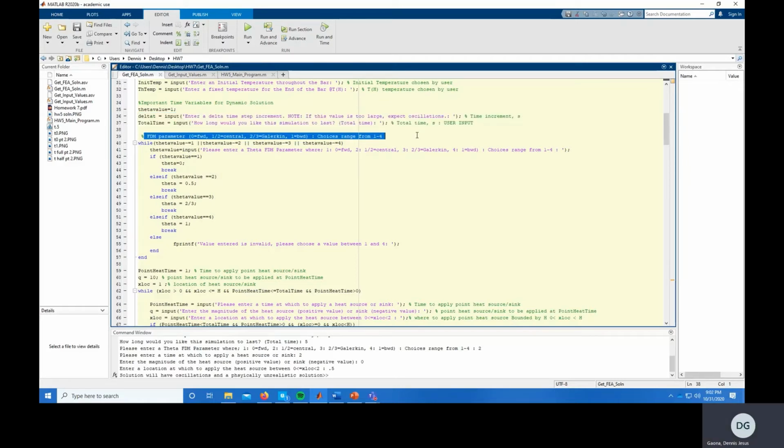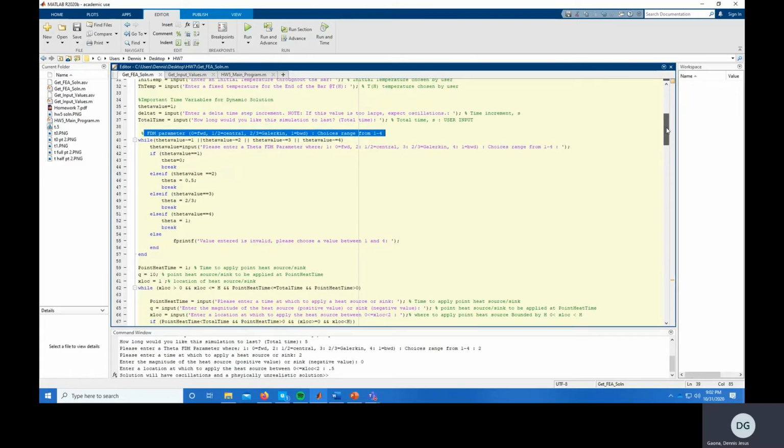Next up, we have to ask them about the FDM parameter, theta, where 0 is a forward method, half is central, 2/3 is Galerkin, and 1 is BWD. In order to make sure that they pick a value that we like, we can stick their input within a while loop, similar to the capacitance choice.